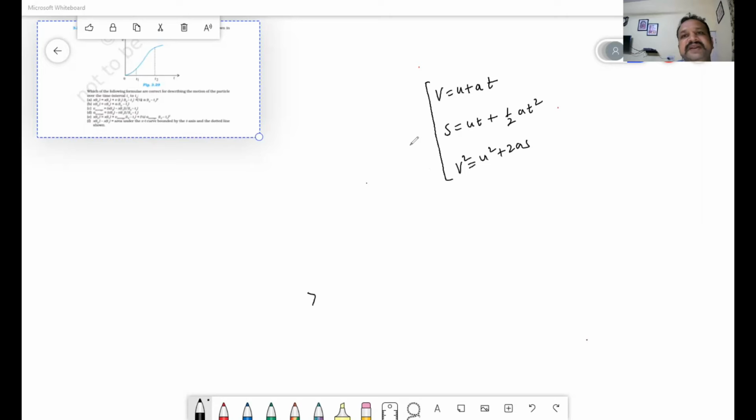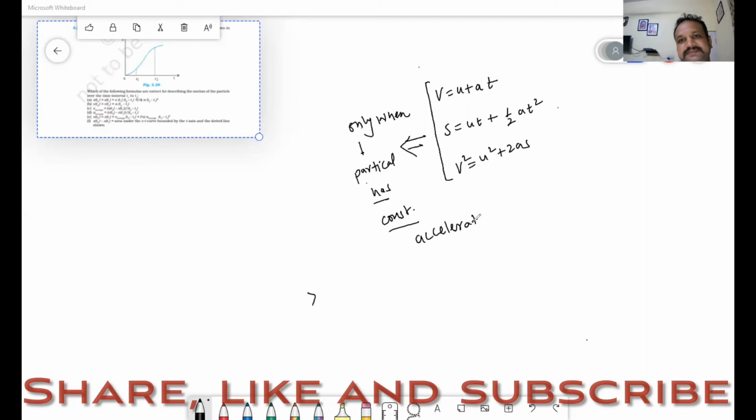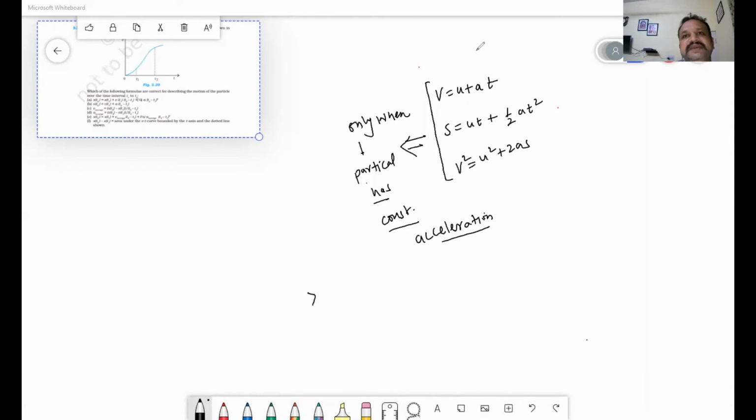These three equations are valid only when the particle has constant acceleration. Okay, it means a must be fixed. It means the v-t graph must be a straight line.